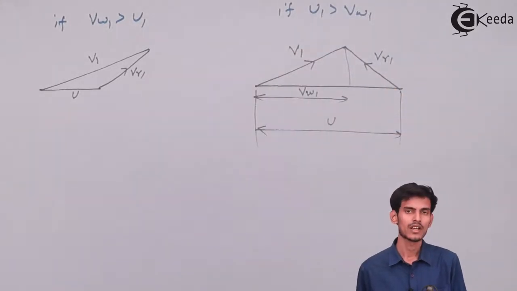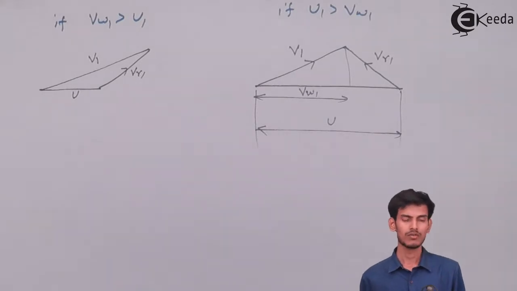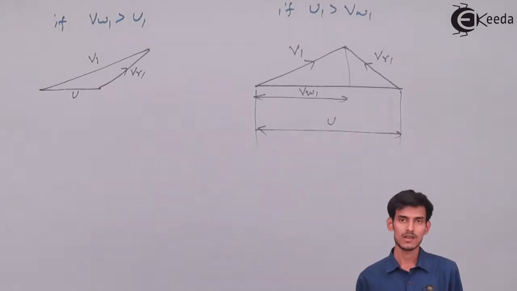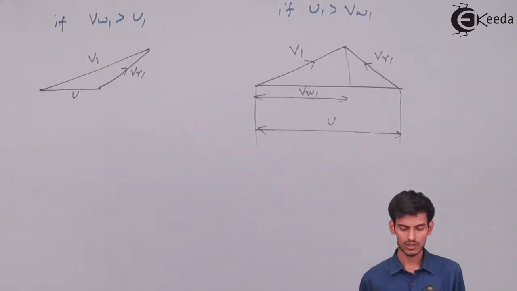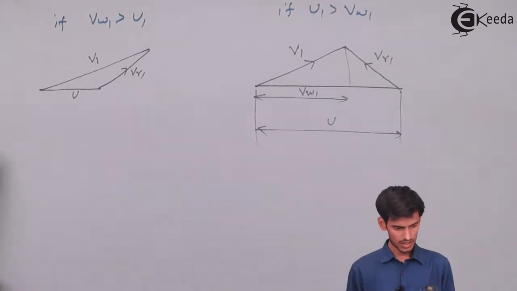You have to draw the triangle very carefully. You have to see which one is bigger, u or Vw1. If Vw1 is more than u1, the triangle looks as I've drawn on the left side. If the value of u1 is more than Vw1, the triangle looks like I've drawn on the right side. So now let's calculate the value.